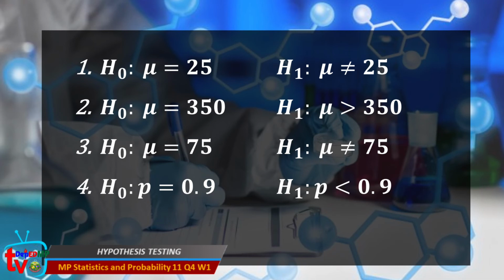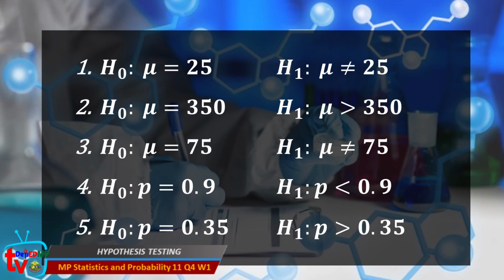Number 4. Null hypothesis is proportion is equal to 0.9. And for alternative hypothesis, proportion is less than 0.9. Number 5. Null hypothesis is proportion is equal to 0.35. Alternative hypothesis is proportion is greater than 0.35.